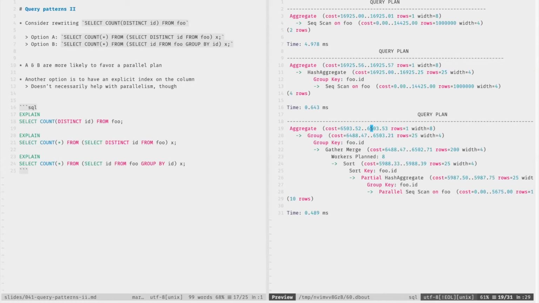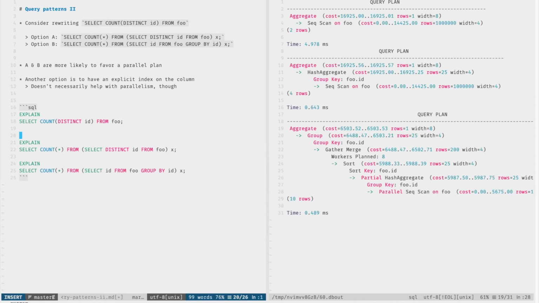So if your tables are growing, try to rather formulate it as this last variant, right? And you see the cost here is much less actually. We are only at 6,500 versus roughly 17,000.